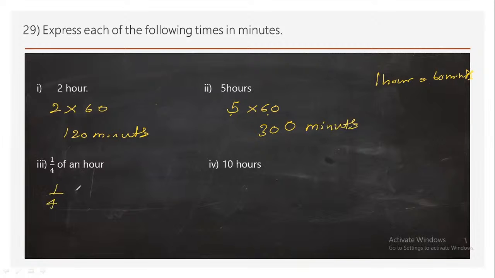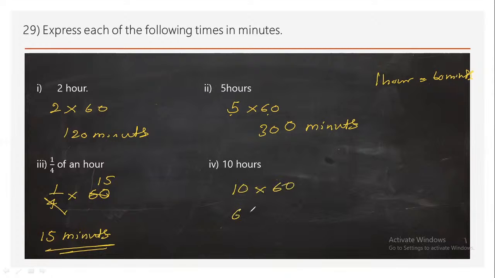1/4 of an hour. This means multiplication, in an hour there are 60. So 60 divided by 4, that is 15. 15 minutes. Next one, 10 hours. 10 into 60. 600 minutes.